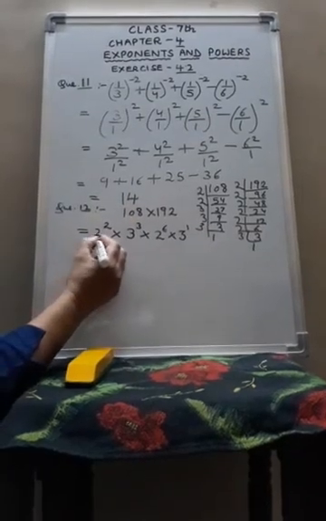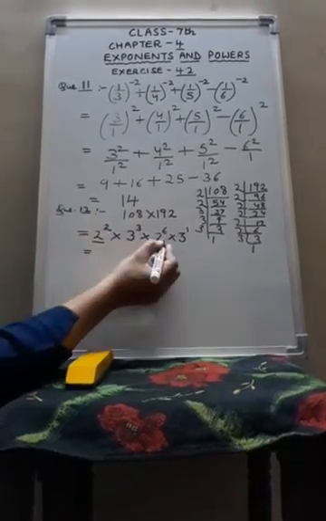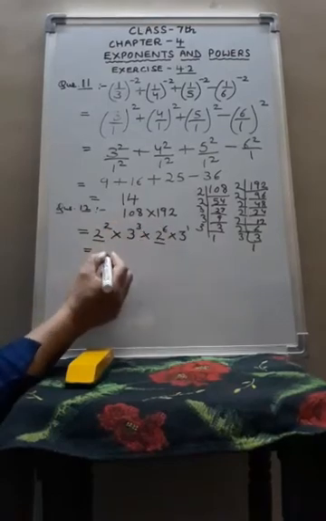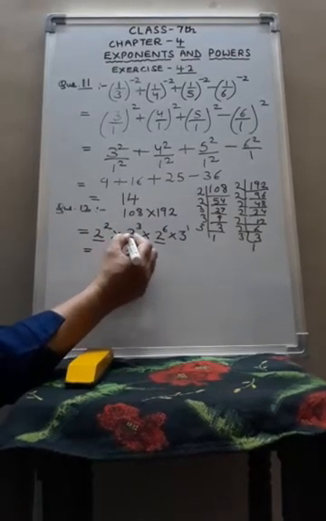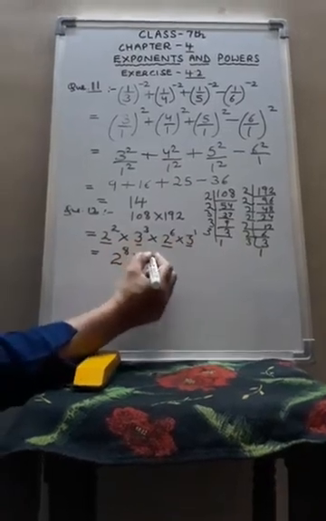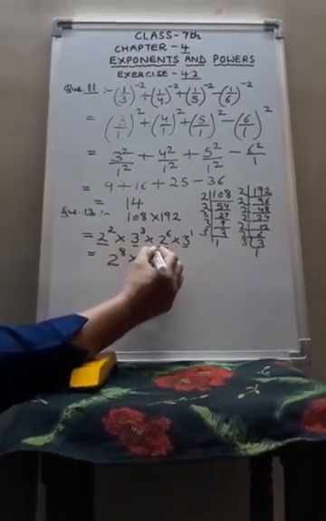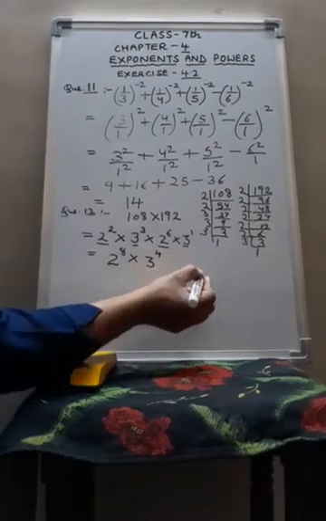So we can combine this to the same base and they are multiplied, so powers will be added. So 2 to the power 2 plus 6 is 8, multiplied by, and similarly the same base of 3, 3 to the power 3 plus 1 is 4. So this is the answer.